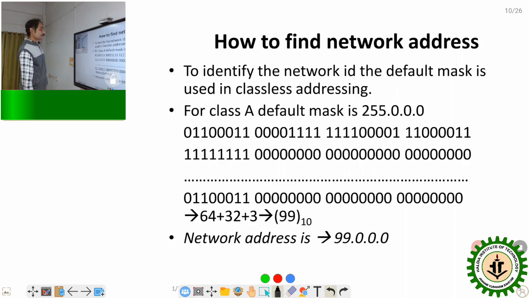And here one example is given of how to find a network address. If any IP is given, here you follow. Here the IP address is given.